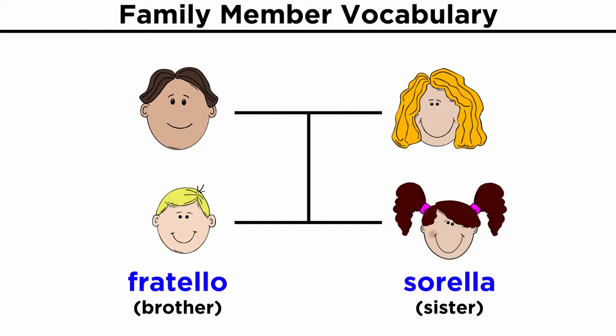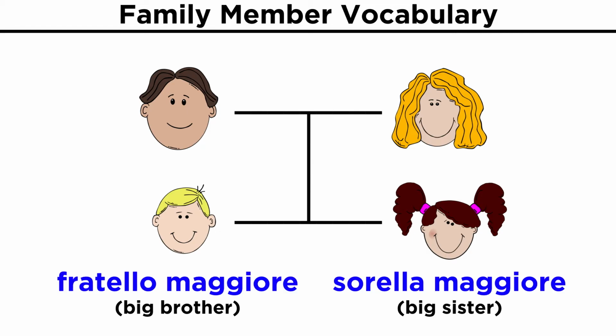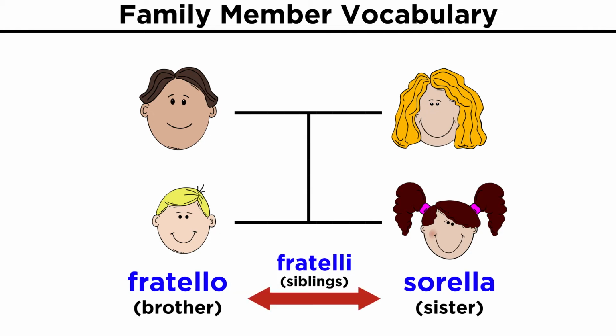Then come the siblings, fratello and sorella. We could modify this to imply that the sibling is younger by saying fratellino or sorellina. If older, we could say fratello or sorella maggiore. If they are your twin, you could say fratello gemello or sorella gemella. Siblings can be collectively referred to as fratelli.